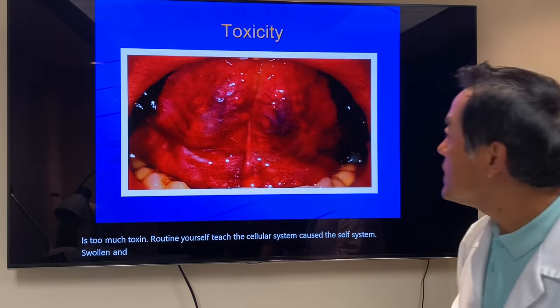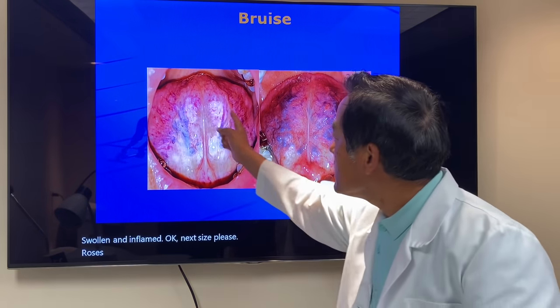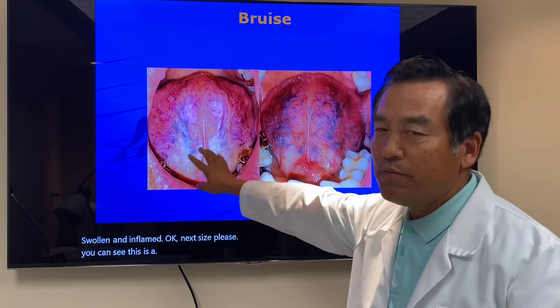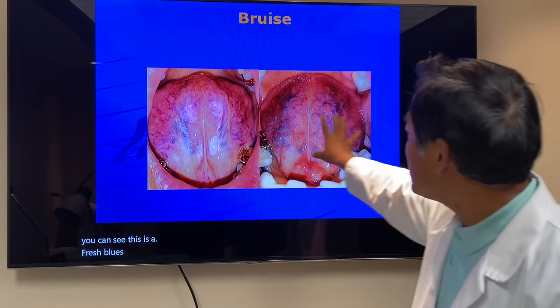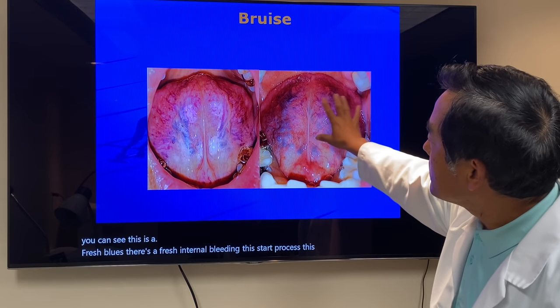Bruises. You can see this is a fresh bruise. That's a fresh internal bleeding. This dark bruise is old internal bleeding and bruises. Okay.